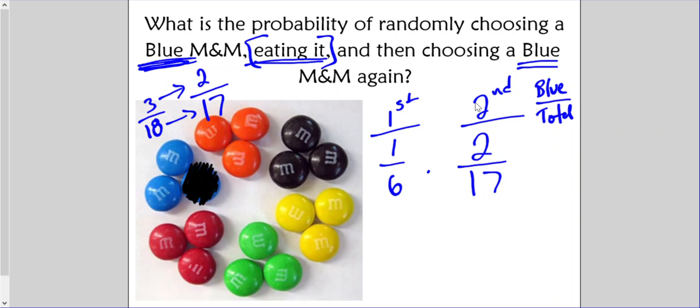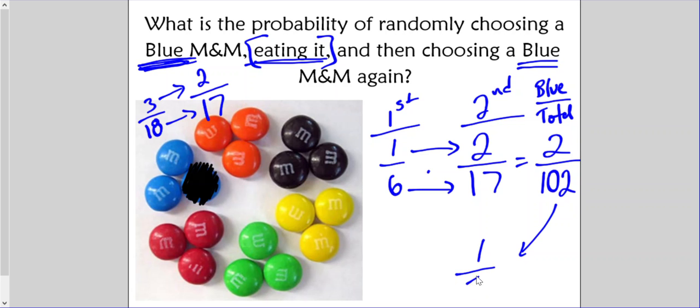And again, to find the probability of two different events, you're still multiplying straight across on top and on bottom. That's going to give us 2 over 6 times 17 is 102. This actually does simplify. Those are both even numbers, so I'm going to divide by 2 on top and by 2 on the bottom. And that means I have a 1 out of 51 chance of having that happen twice in a row if I eat the first blue one.